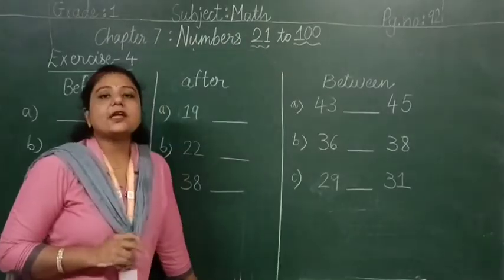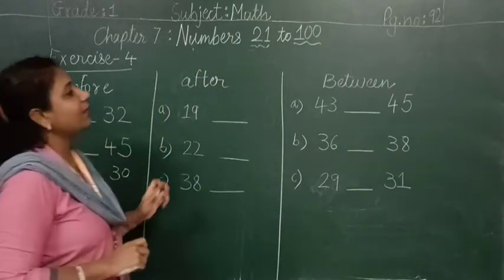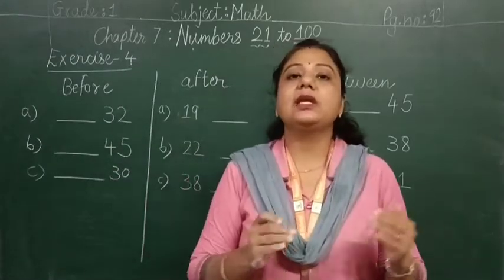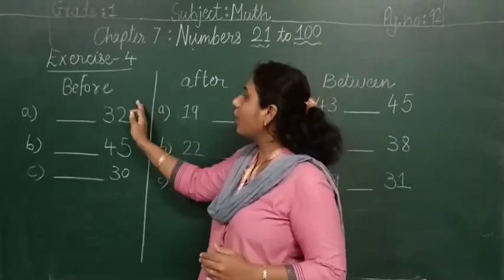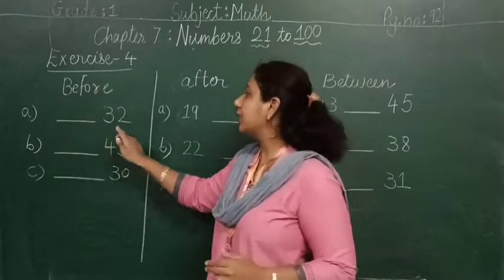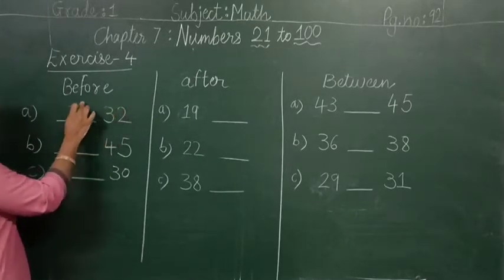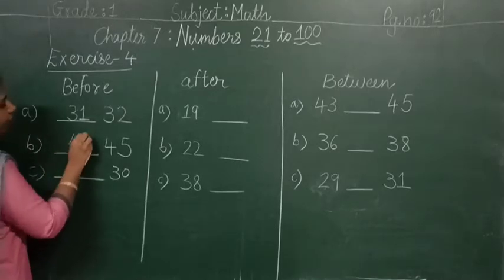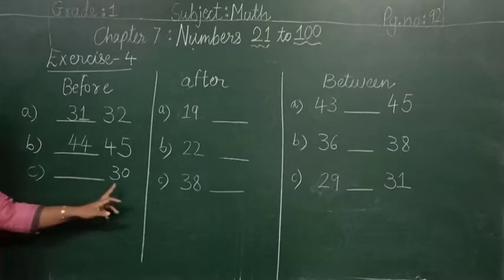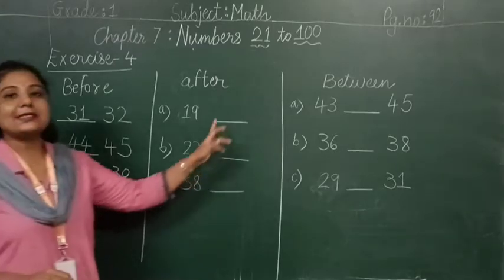Now, students, we will do one exercise from page number 92, exercise number 4. Before numbers, after numbers and between numbers. In the previous video, we have learned this. So, what is before numbers? Before a number, you have to go backward. So, 32, before what comes? 31. Next is 45. Before 45 comes 44. Next is 30. Before 30 comes 29.